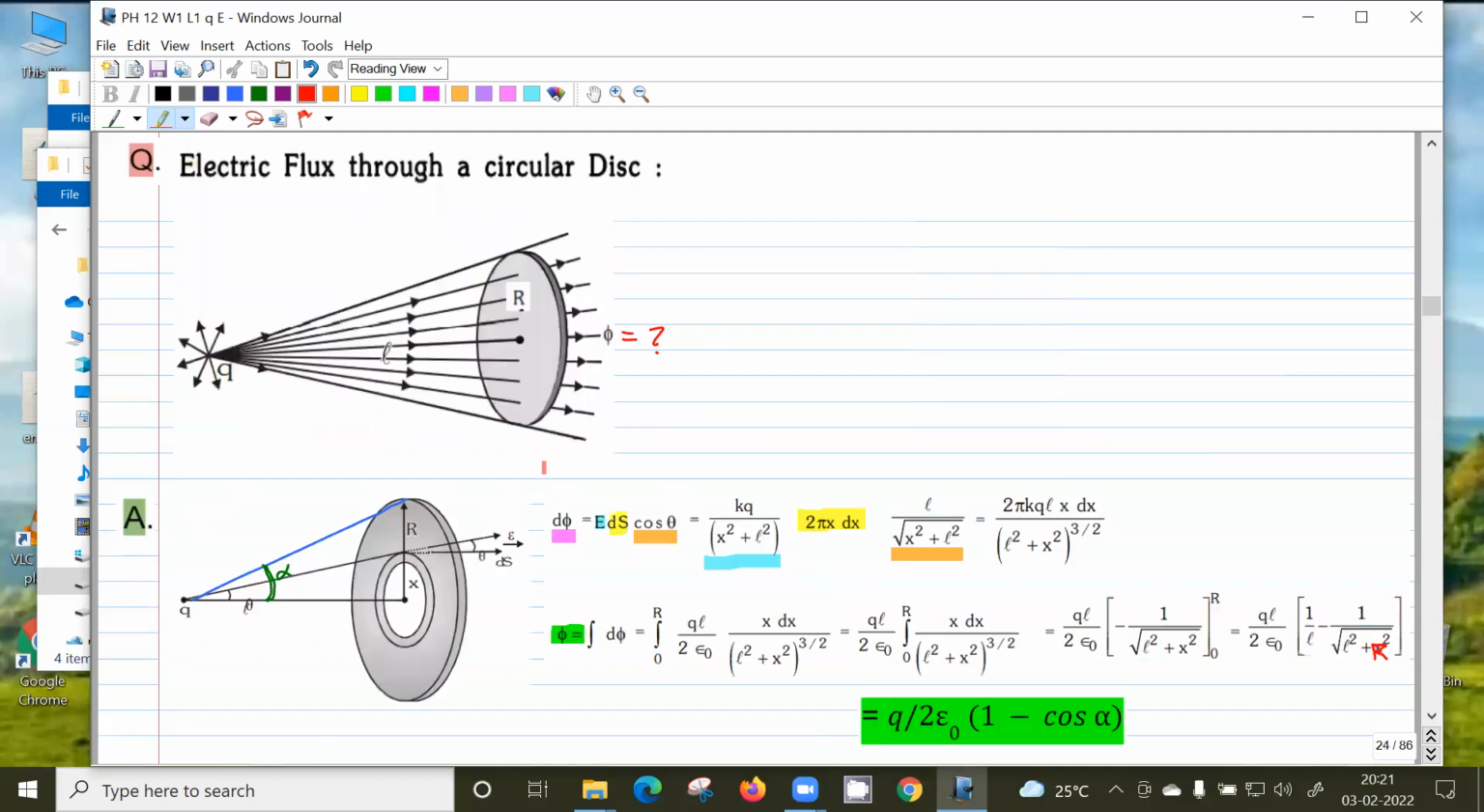Yes, sir. Okay, so electric flux through a circular disk. Here there is a point charge Q, and here there is a disk, placed properly, in the sense that the line from the charge to the center of the disk and the surface of the disk are at 90 degrees. Otherwise, it will become complicated.